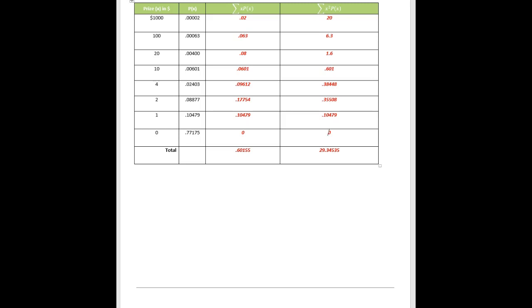Alright, now let's get the pen to work. The formula for mean is mu equal to the summation for all x of x times p of x. And then the formula for variance is the sum for all x of x squared times p of x. And then furthermore, we know that sigma, the standard deviation, is just the square root of the variance.